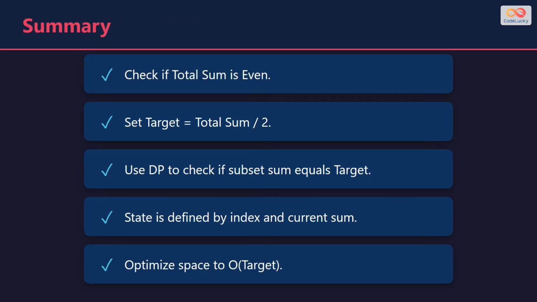To wrap up, remember the steps. First, check if the total sum is even. Second, define your target as half the total sum. Third, use dynamic programming to check if any subset sums to that target. You can start with a 2D table approach to understand the logic, and then optimize it to a 1D array for production code.